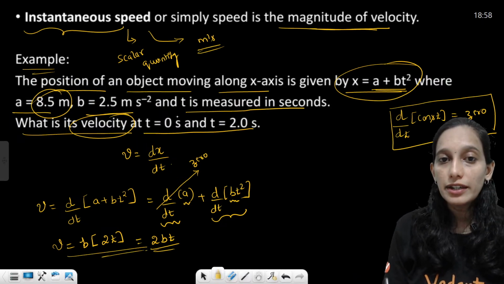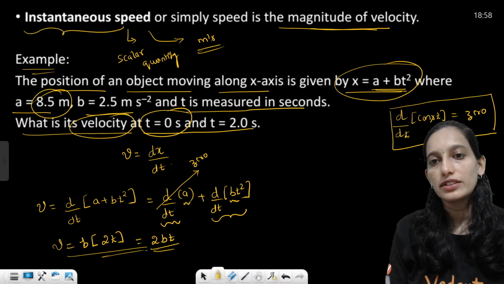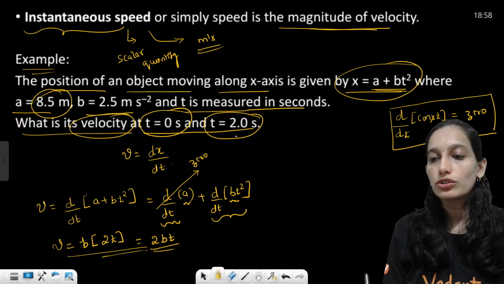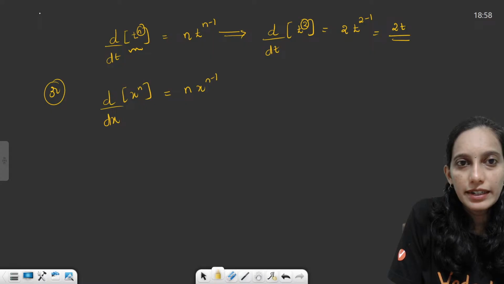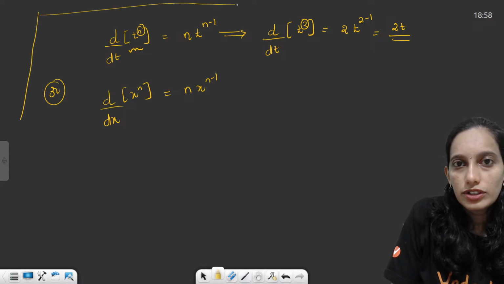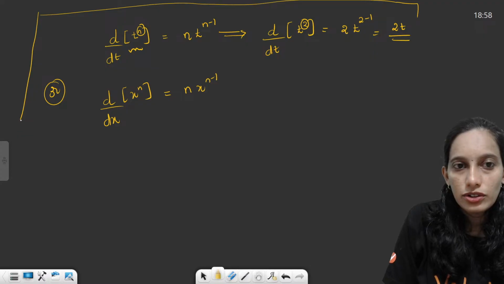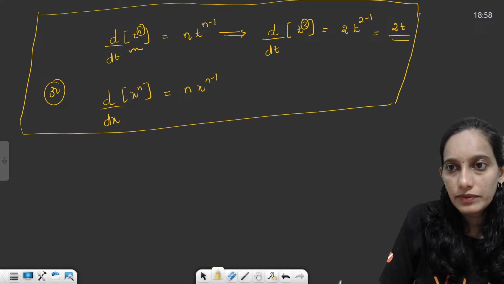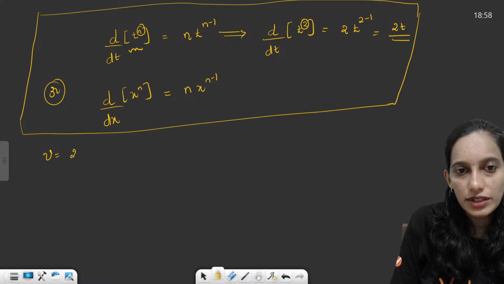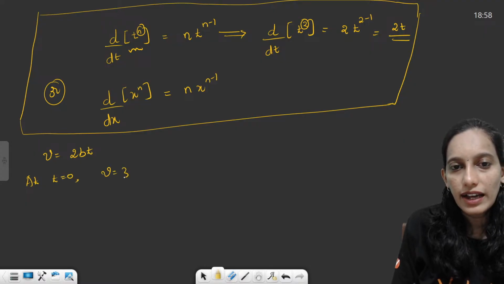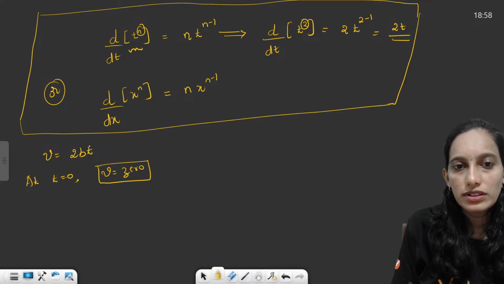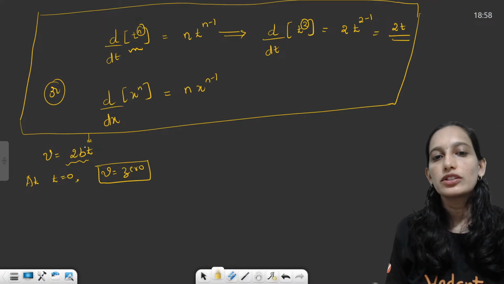ಆಯ್ತು, ಈಗ ನಮಗೆ ಏನು ಬೇಕು, we have to find the velocity at time t equals 0 and at time t equals 2 seconds ಅಂತ ಇದೆ. ಕರೆಕ್ಟಾ? So this will be kept as a formula. So I'll just put it aside in a bracket and continue with the problem. ಏನು ಬಂತು ನಮಗೆ, velocity v is equal to 2bt ಅಂತ ಬಂದಿದೆ. ಈಗ at t equals 0 ಮಾಡಿದ್ರೆ I get velocity as 0 itself, because 0 into anything is going to give us 0.